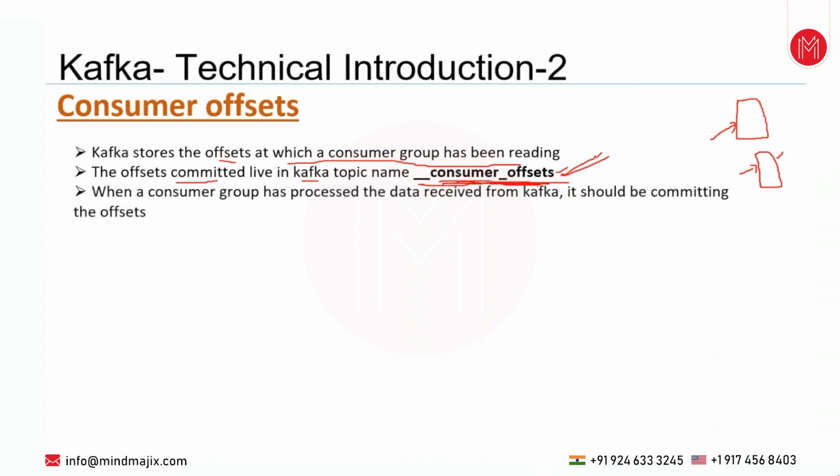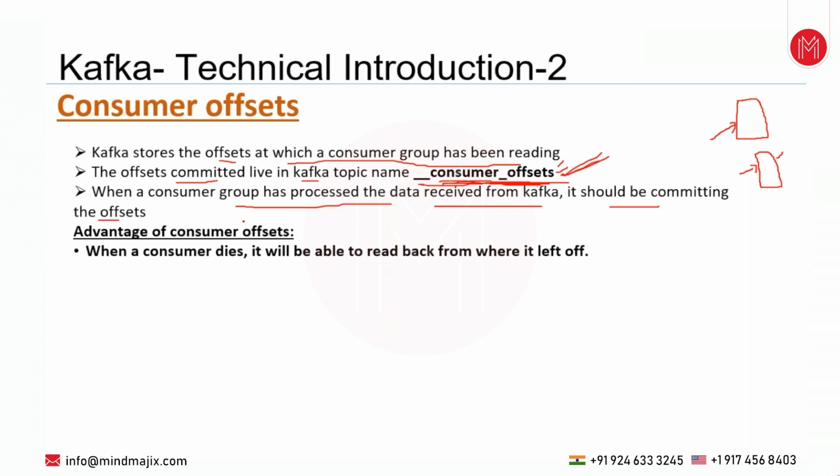For example, whenever a consumer group has processed the data received from Kafka, it should commit the offsets in this topic. So whenever any consumer group has processed the data from Kafka, Kafka will make an entry: this consumer group has consumed these many offsets from these many partitions. So that's how Kafka behaves.